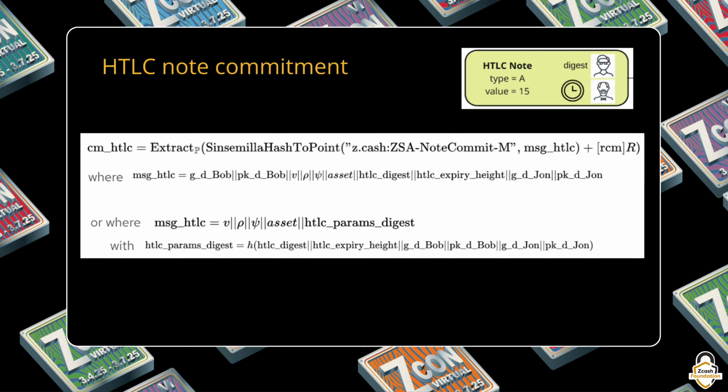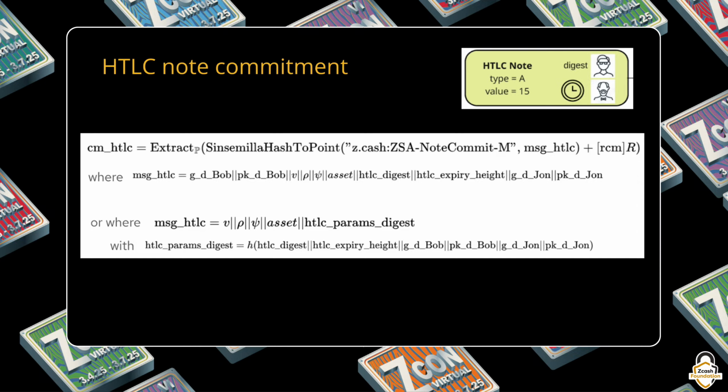So here, inside the message to hash, message HTLC, we will add all HTLC parameters: Bob public address, John public address, the digest of the HTLC, and the expiry I of the HTLC, which corresponds to the deadline. Here it is the first option to add all those parameters into the node commitment.